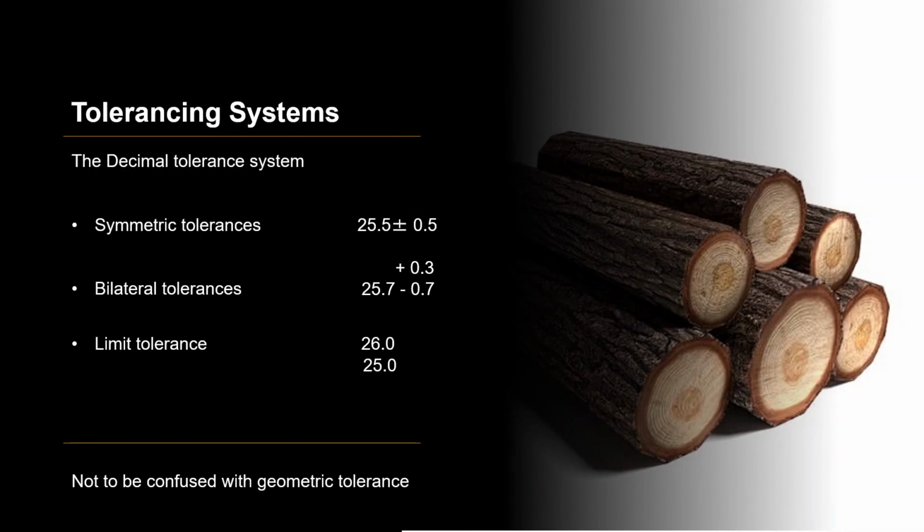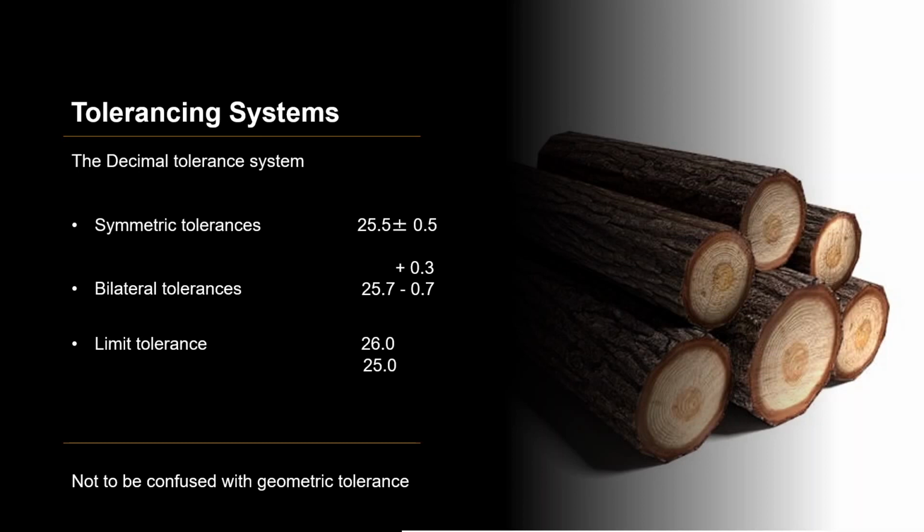So just to recap, I've covered the 3 main decimal tolerancing systems. So we have symmetric tolerances, for example, 25.5 plus or minus 0.5. We have bilateral tolerances, 25.7 plus 0.3 minus 0.7. Or we can have limit tolerances, 26 over 25. Now, all those numbers will produce exactly the same results. So the question is, why use one system over another?